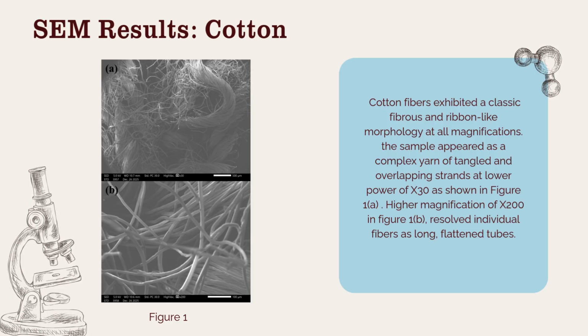Cotton fibers exhibited a classic fibrous and ribbon-like morphology at all magnifications. The sample appeared as a complex yarn of tangled and overlapping strands at lower power of X30, as shown in Figure 1a. Higher magnification of X200 in Figure 1b resolved individual fibers as long, flattened tubes.